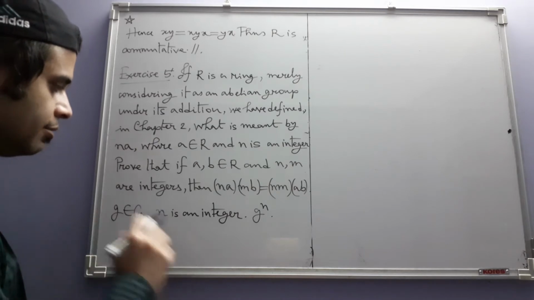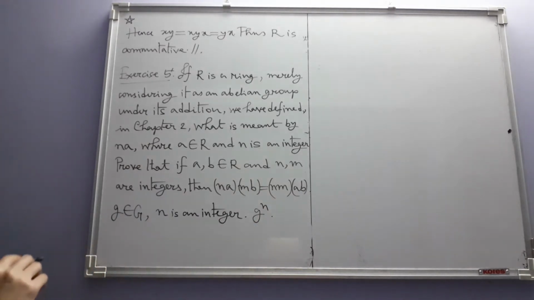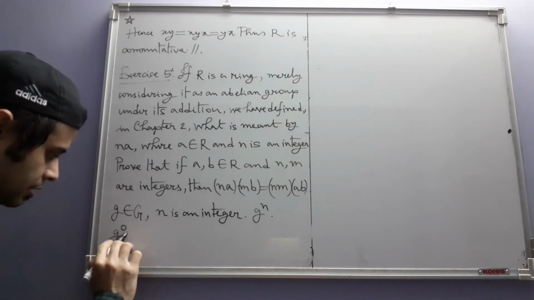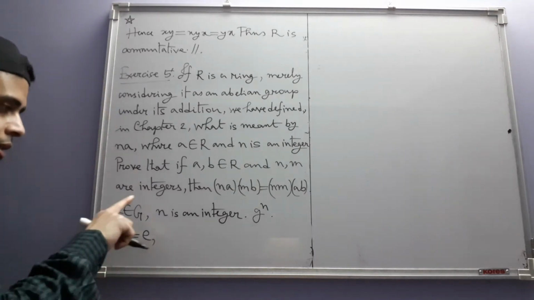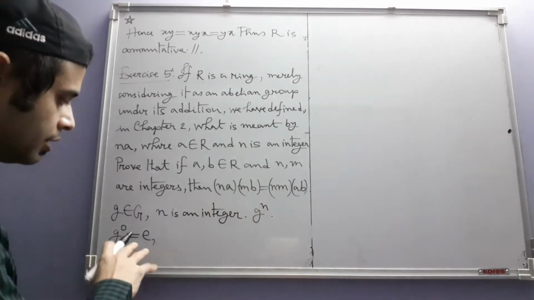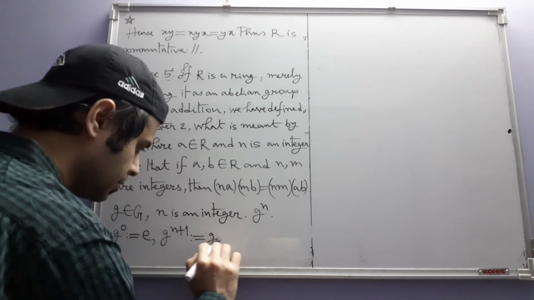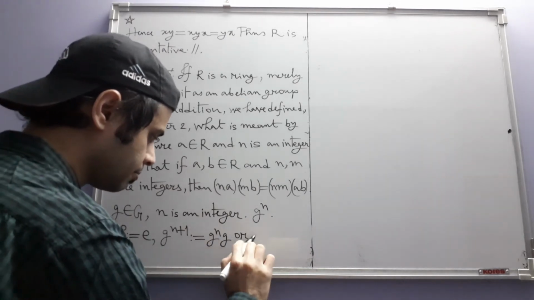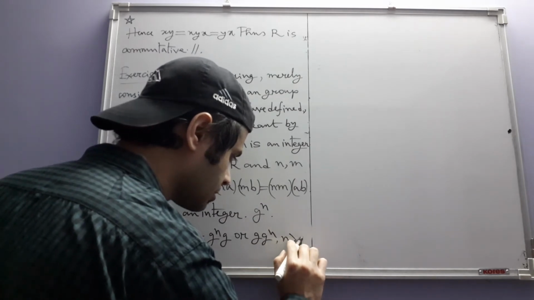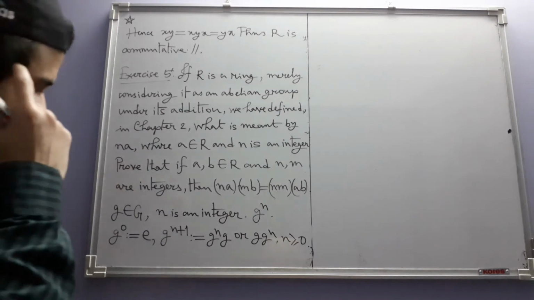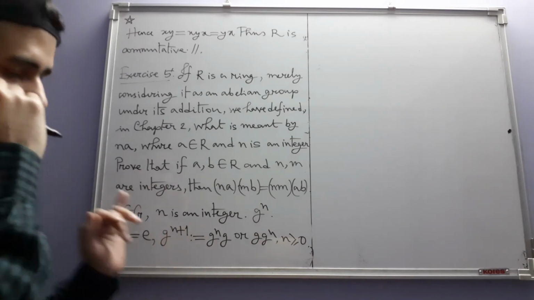Now, this meaning has been defined in group theory separately for non-negative n's and negative n. For non-negative n, the meaning is this. G to the power 0 is defined to be equal to the identity. And once one has this, one can then define g to the power n for positive values of n recursively, like this. G to the power n plus 1 is defined to be either g to the power n g or g g to the power n. No matter what definition, this works for all non-negative integers n. No matter which one one uses, ultimately we will get the same element g to the power n plus 1.